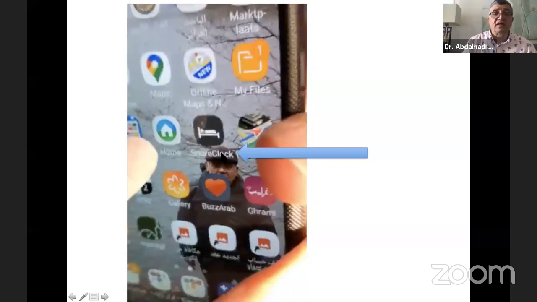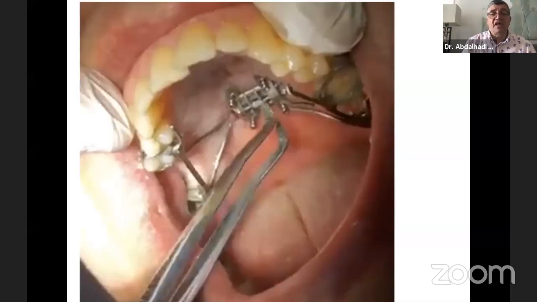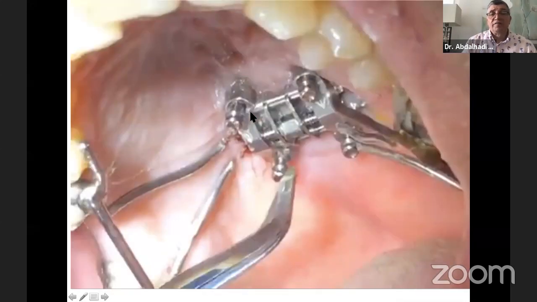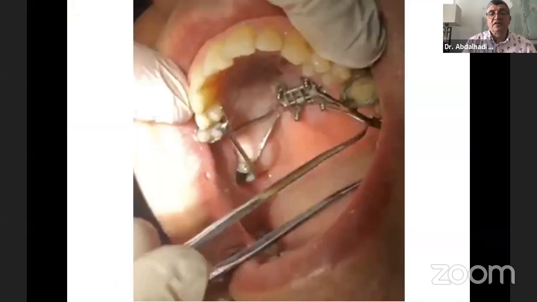There is another app called Snore Lab. Please take this photo if you need it. Snore Clock or Snore Lab. Here I show you more. The second day I did more turns. Almost 5, 6, 10 every day, 3 in the morning, 3 in the afternoon. And this is after 4 days.